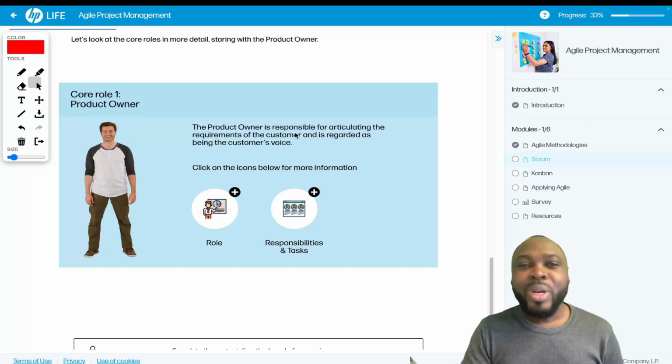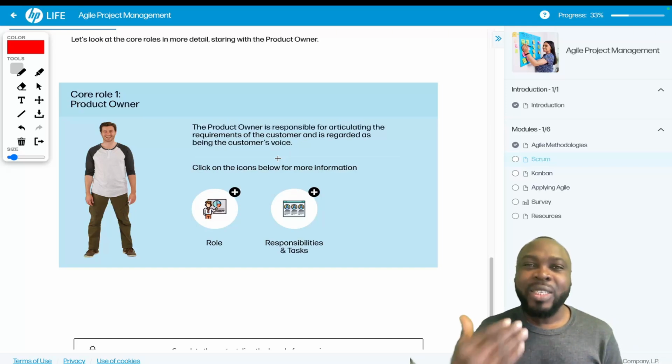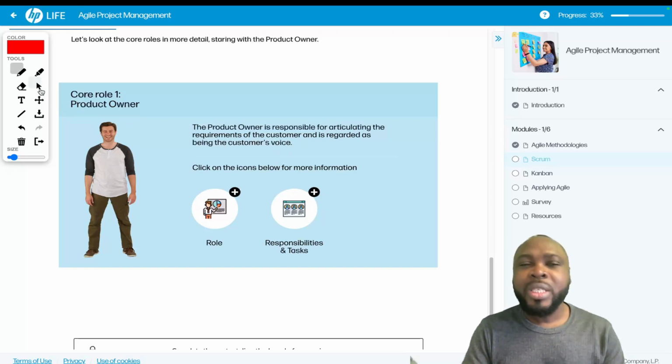Let's start with the product owner. The product owner is responsible for articulating the requirements of the customer and is regarded as being the customer's voice in the team. So when the team meets, there is this person called the product owner who speaks for the customer, who speaks for the user. He or she goes out and meets the user and comes back to the team and communicates what the user wants or what the user is saying. So he is like a person who stands in between the team and the customer or users, as it were. So let's look in detail at what this person does.